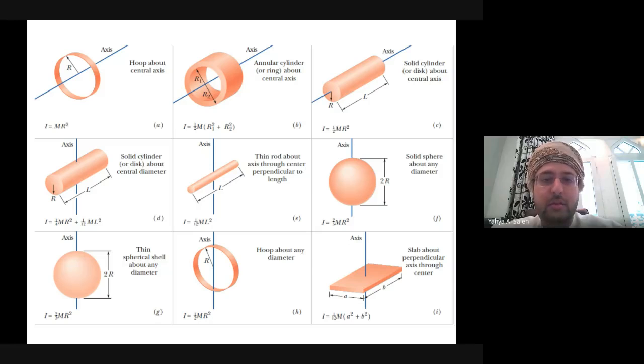And here are some common moments of inertia. To answer your next question, yes, these moments of inertia are given in your formula sheet for your exams, so you don't need to remember them. You will see, for example, for a cylinder going through the x-axis, central axis, it's half m r squared. If you're going through the y-axis, it's actually a quarter m r squared plus 1/12 m l squared, where L is the length of the cylinder. And so on and so forth.